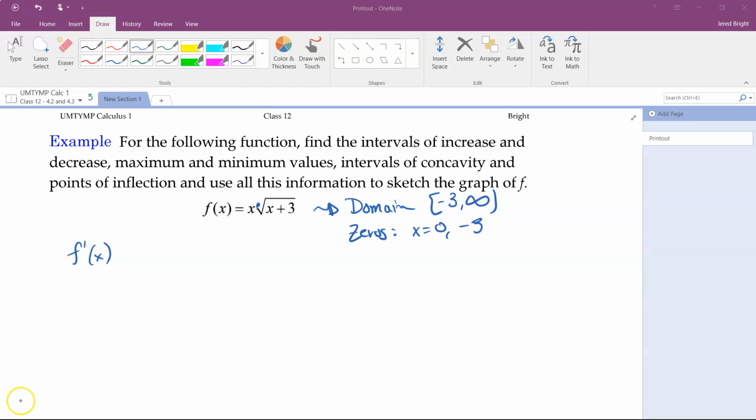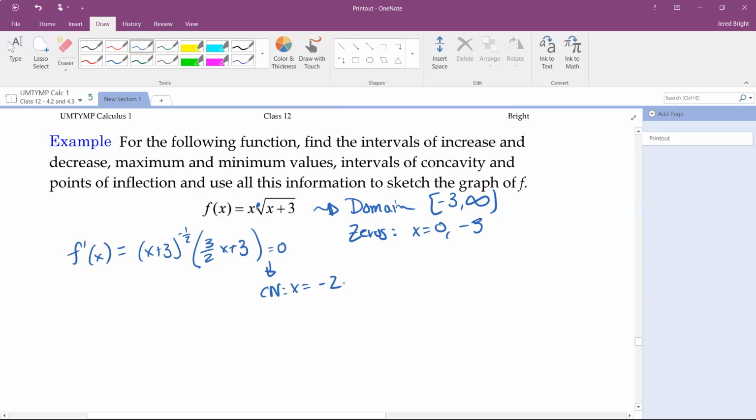When you simplify and factor it out nicely, you get (x plus 3) to the minus half, times the quantity 3 halves x plus 3. You might have to do a little algebraic manipulation to get there, but you will get there. If you set this equal to 0, the critical number is x equal to -2 only. Since the first factor is in the denominator, it doesn't yield any critical numbers.